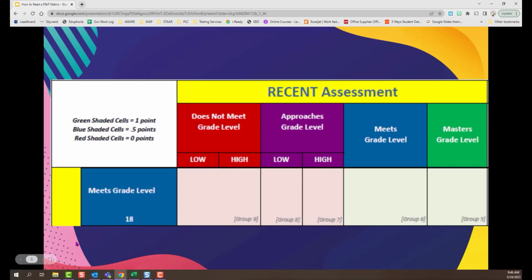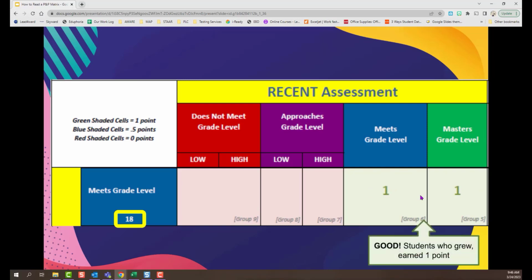Let's do another example. So I am moving from the bottom up on my matrix. We're looking at meets grade level. I have 18 students who were meets grade level last year on STAR. I've got one student who moved into the masters category. I've got one student who stayed meets. And again, green is good. They're growing. That's awesome. We need to celebrate those students.